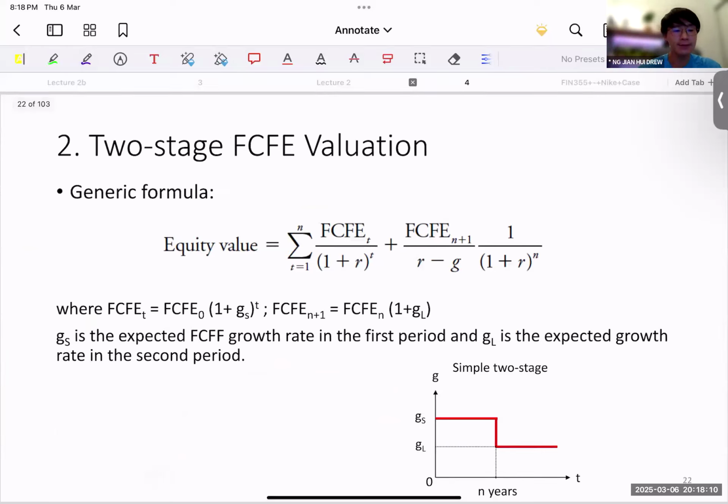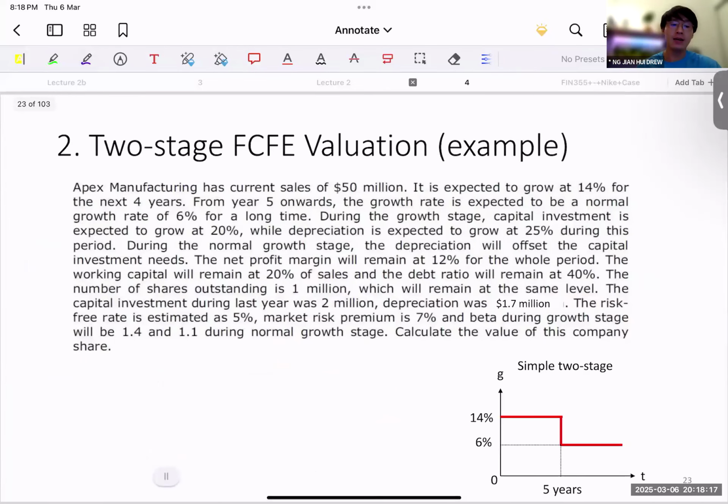Same for your FCFE, you have two steps. I will not repeat so much about this. We have an example here, which is again a similar example as your FCFF, with some slight tweaks. Okay, let's look at the question. Same Apex Manufacturing, same thing. Current sales 50 million. Growth at 14%, dropping to 6% in 5 years, exactly the same as what we saw earlier just before the break.